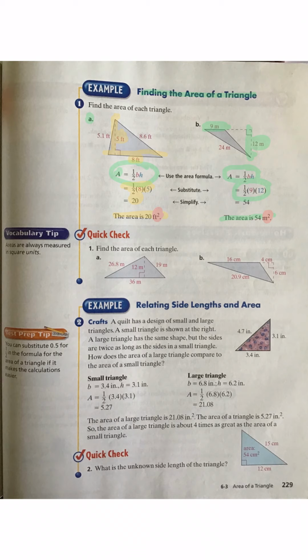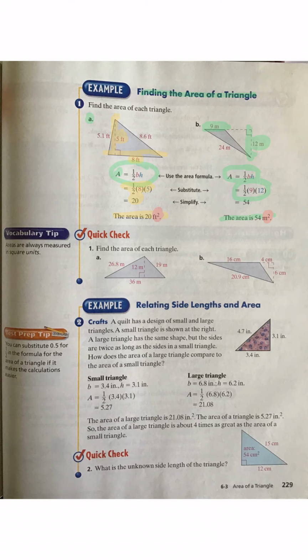Okay, let's see. I'm going to have you guys do the quick check. Find the area of each triangle for A and B. Go ahead and press pause. And when you're finished, come back and press play.